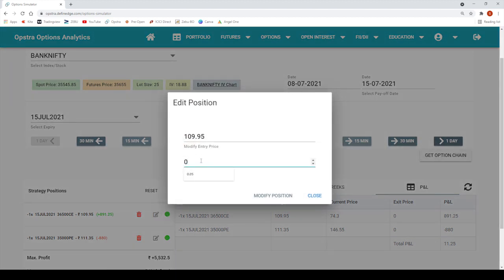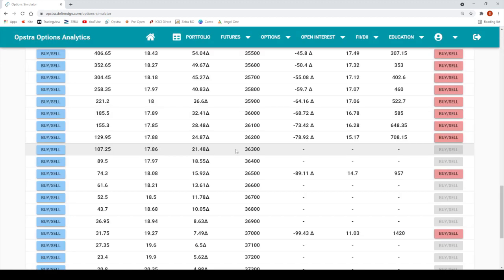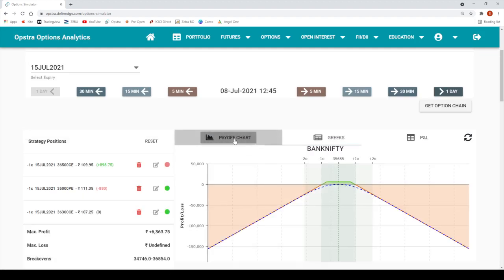So I am going to close the call. This is 74 and I am going to move to the strike price which is having around 100. So get the option chain. So 36,300 is trading around 107. So I am going to sell one lot. Now we will see the payoff chart.